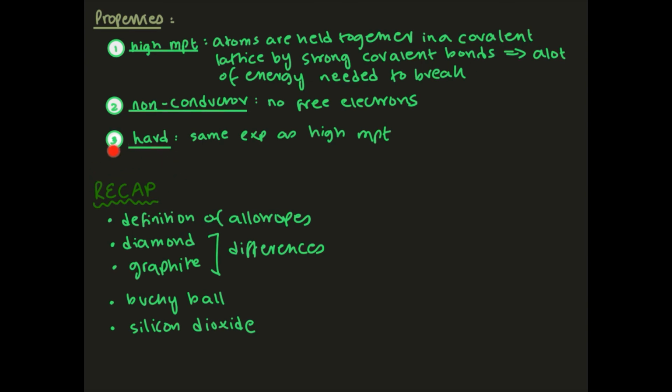Now let's go and do a recap of every single thing that we've covered. So the first thing that we looked over was the definition of the term allotropes. Then we moved on to the differences between diamond and graphite, which are the 2 allotropes of carbon. And then we talked about Buckyball, which is the 3rd allotrope of carbon. And then we discussed the properties of silicon dioxide. So this was the topic of giant molecular compounds and the allotropes of carbon.